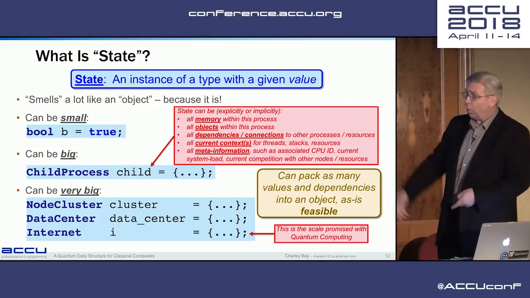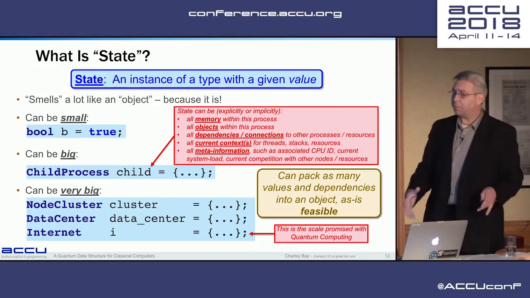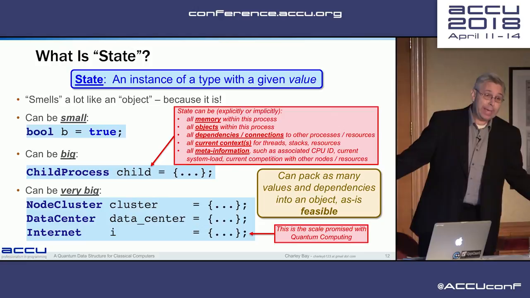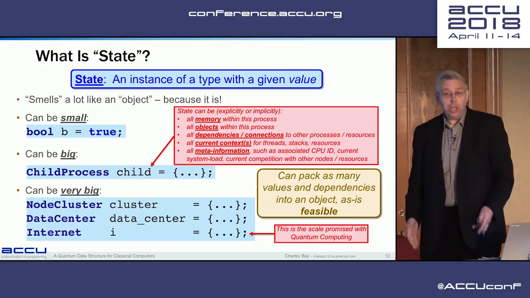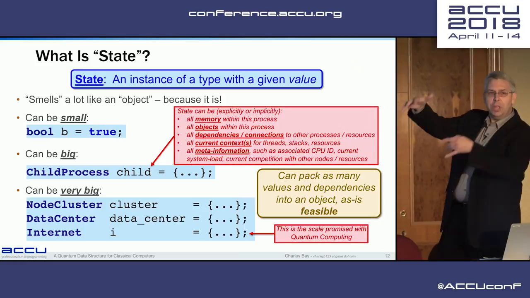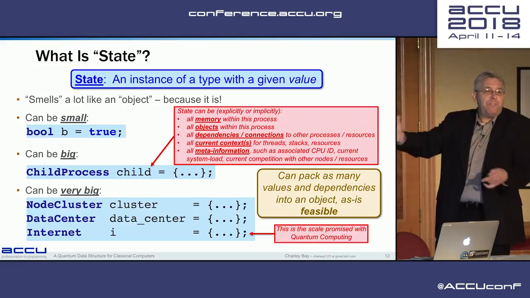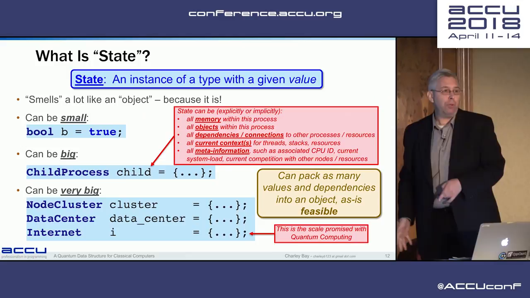And then you can have a lot of state. A node cluster, that's many machines or many pieces of hardware. You could have a data center with a bunch of stuff in it. You have the whole internet, that's kind of big. And this is kind of the thing they talk about when they say quantum computing. You can have everything. You can have a whole universe and shrink it down into one teeny little thing. And this is all some kind of manipulation of state. So as long as you can feasibly figure out what your state is and interact with it in a sensible manner, whatever's feasible, that's your state.